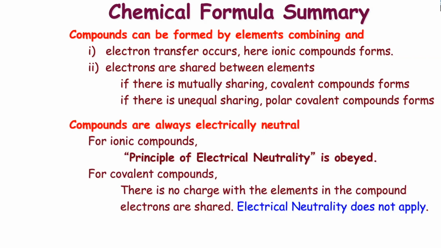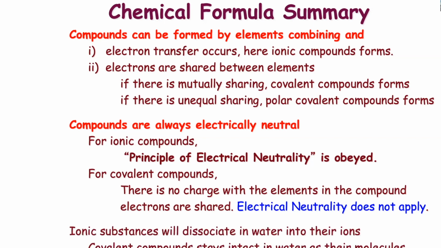Okay, compounds are always electrically neutral, meaning that there is no net charge. It can't be -1 or +1. If they are -1 or +1, then we call them polyatomic ions or ions. If it's a compound, it's electrically neutral. Okay. Ionic substances will dissociate in water to their ions. That is, if you put sodium chloride in water, it actually breaks up into sodium ions, Na+, and chloride ions, Cl-.